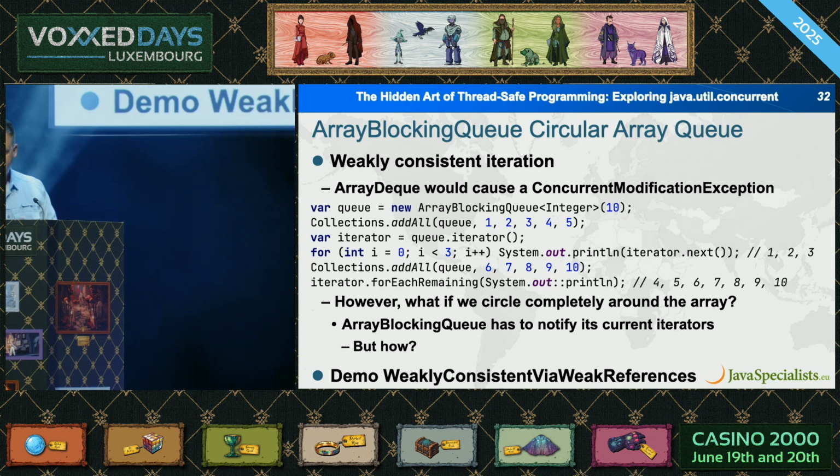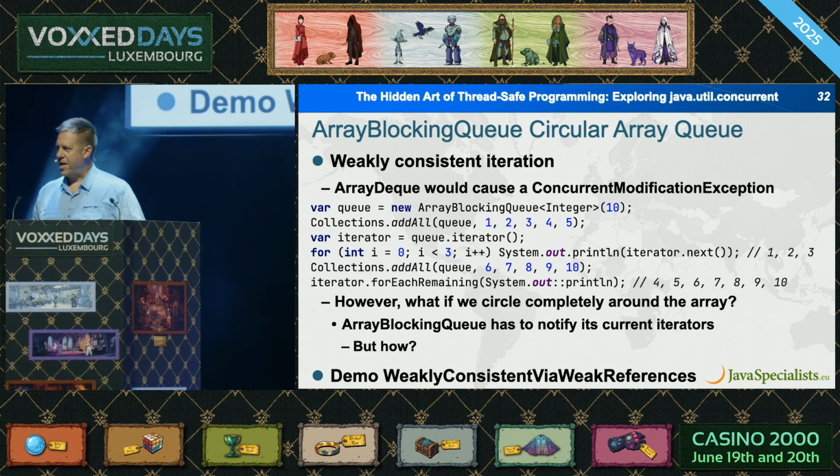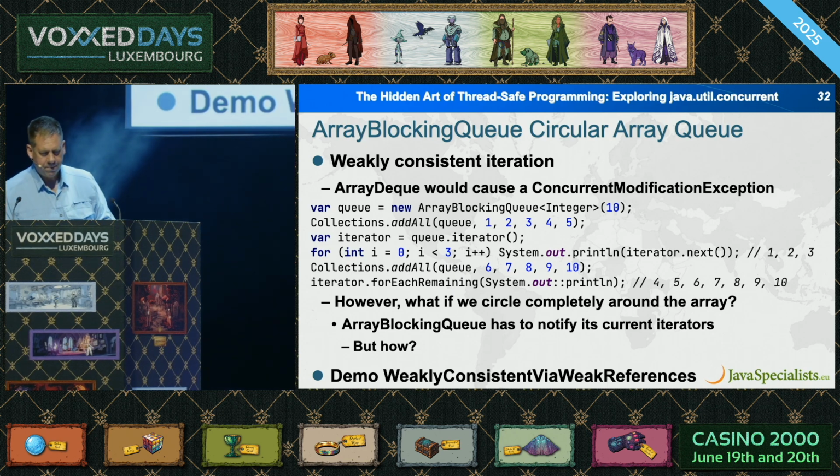And here's my array blocking queue of size 10. I'll put in 5 elements, 1 through 5. And then I make an iterator and start iterating over it. If I then add more elements, I'm still going to see what has been added most of the time. And this is called weakly consistent. You don't get a concurrent modification exception, but you're going to try and see all the elements that are there.